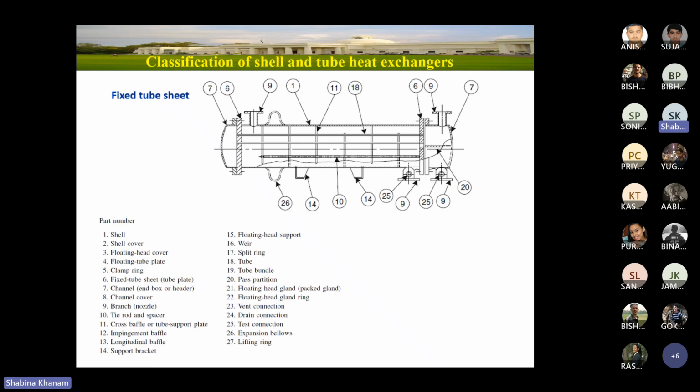Now why I am showing this, because if you see the tube passes, as I have told you, the fluid which is entering in the tube will happen from the tube side. Like here we have the inlet nozzle, here we have the exit nozzle. If it is one pass in tube, inlet will be here, exit will be here, like this.